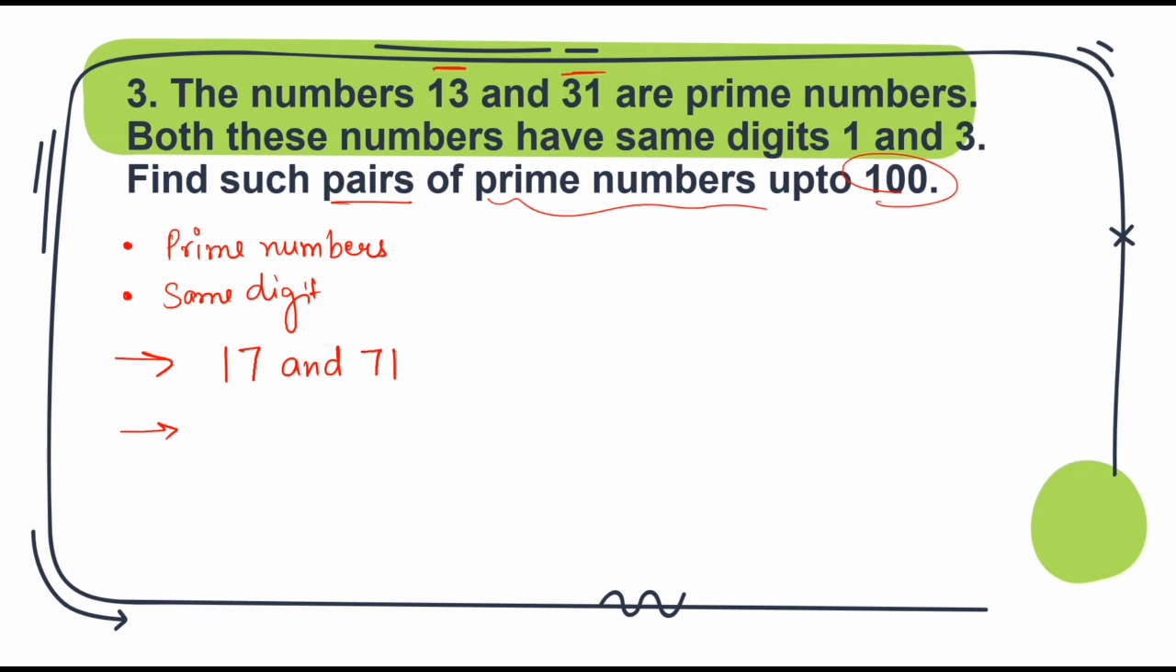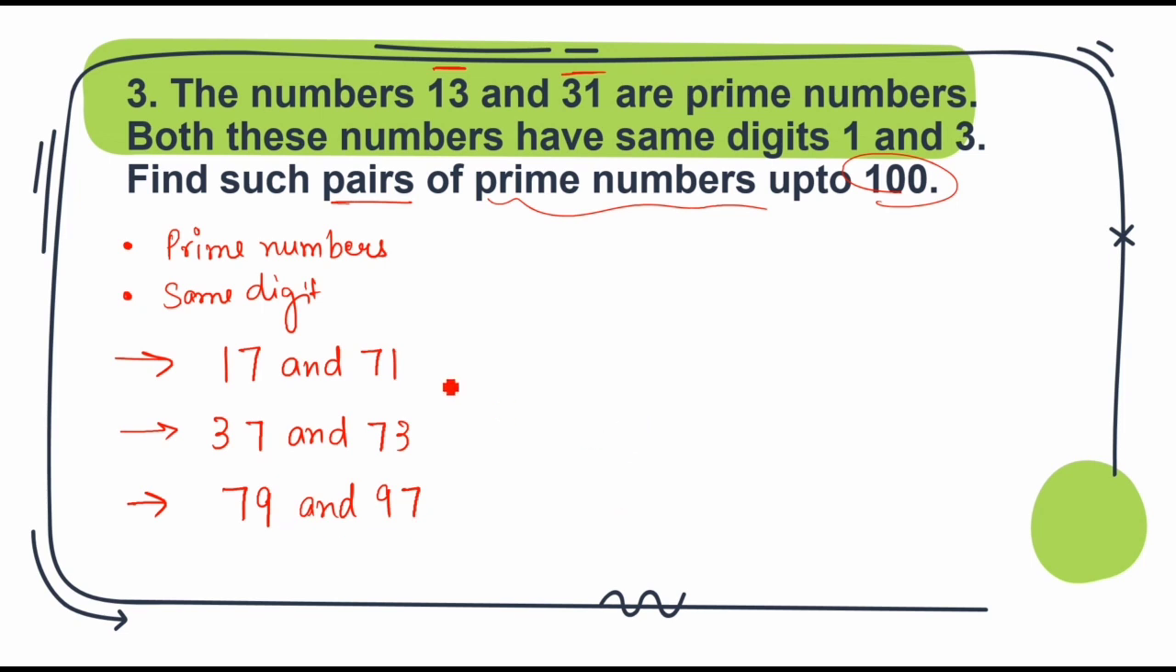Then similarly if I go and just count them properly, I get the next number as 37, right? So 37 and 73 is such a pair in which if I just inverse them also, they are both prime numbers and have the same digits. Okay, then similarly if I go more, I'll get the number 79 and 97.